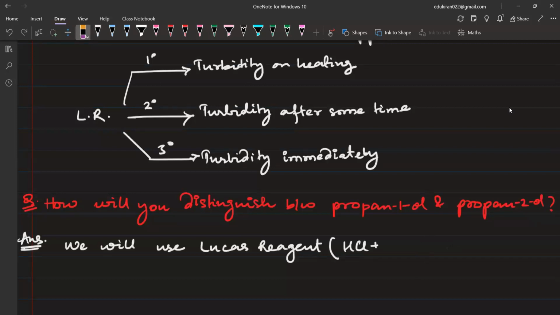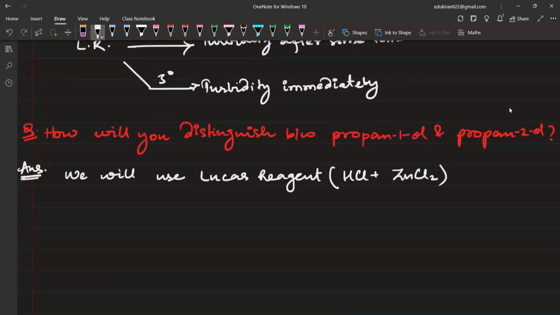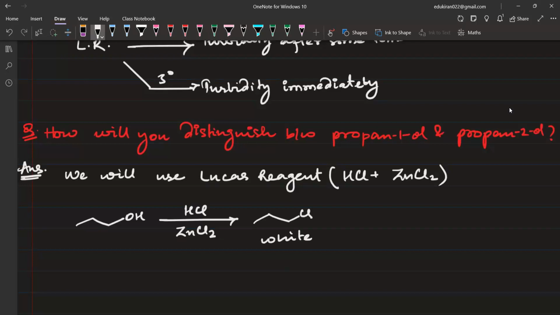या फिर आप सिंपली anhydrous ZnCl2 बस लिख दो, काफी होगा आपके लिए, ठीक है। Now, then you will show that if you have propane 1-ol, 1, 2, 3, and then OH, in the presence of HCl and ZnCl2, it is going to give you this RCl, that is white PPT, and you will write on heating, but not at room temperature.